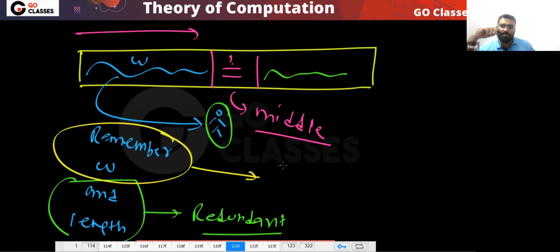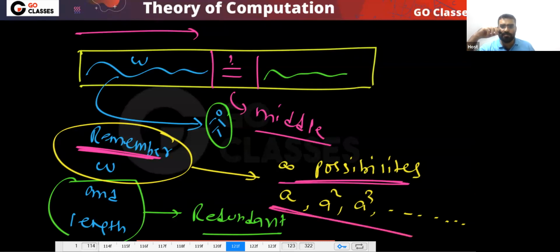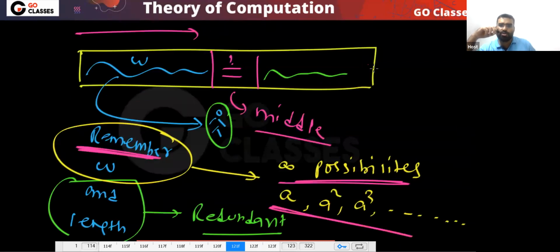And how many possibilities? This W can be what? There are infinite possibilities: A power 2, A power 3. This W can be anything, and we need to remember this W. So that's it, very simple. Finally, this is non-regular. Infinite possibilities, so it means L is non-regular.